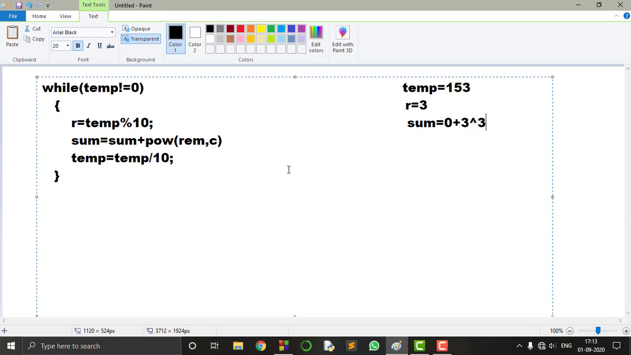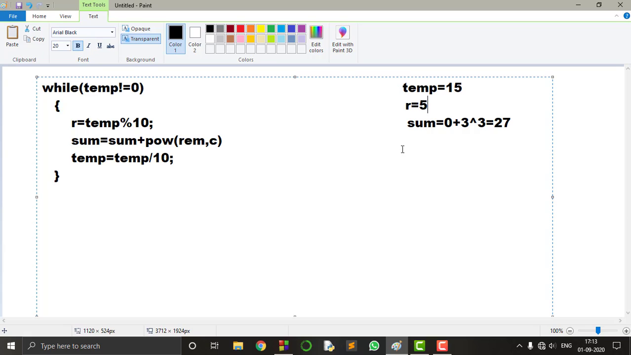Now what is the value of sum? It equals 27. Now temp is temp divided by 10, so now the value of temp is 15. Again we check: temp not equals to 0, r equals temp mod 10. Now temp is 15 and r is 5.